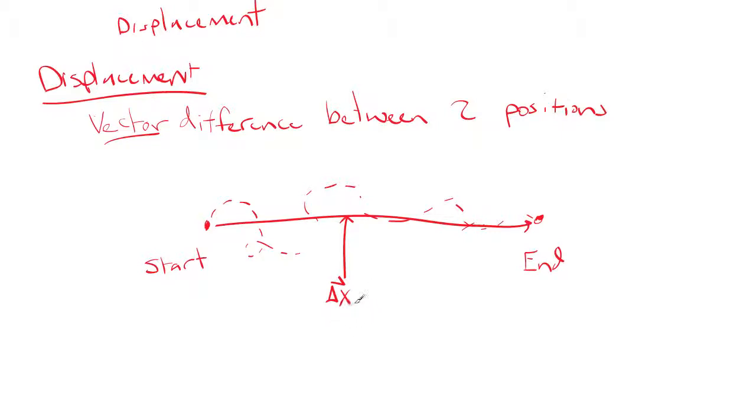Now x is just sort of a random letter. That's a common letter to use, but I could just as easily have written delta y or delta z or delta r, whatever I want to write. But in general, whenever you see delta lowercase letter that isn't reserved for some other physical quantity, that's how we label displacement.